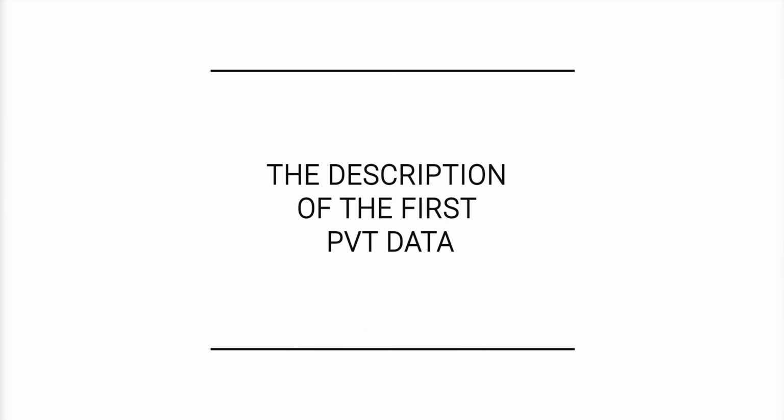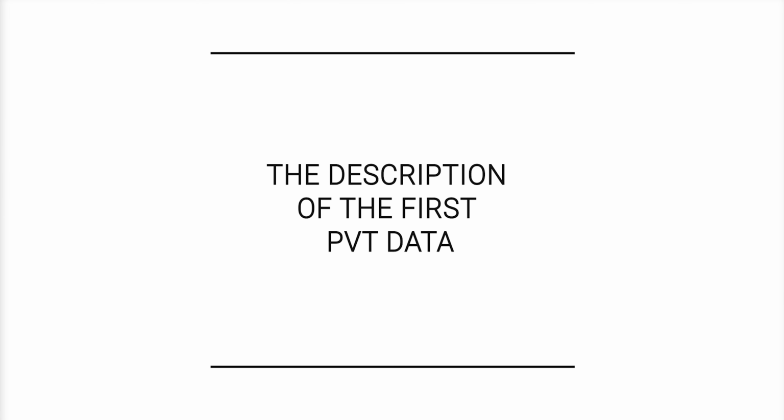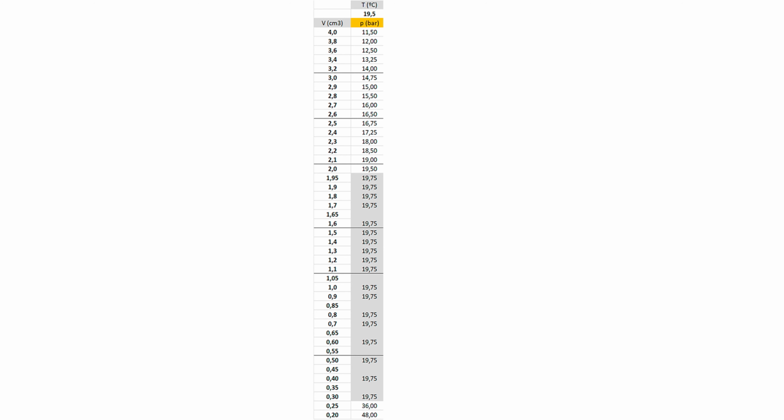The description of the first PVT data. Now we have available a complete set of measurements at constant temperature. In the table of results, three kinds of behaviors can be identified, following the stated hypothesis.